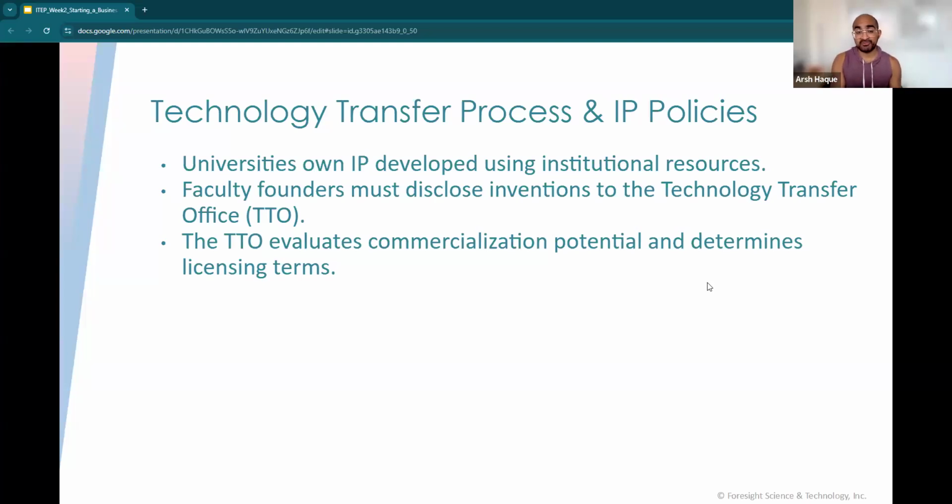Tech transfer is probably one of the most fundamental words and phrases that you want to know in this process. So if you used university resources, salary, time, machines, etc., the university tends to own the intellectual property that's related to it.